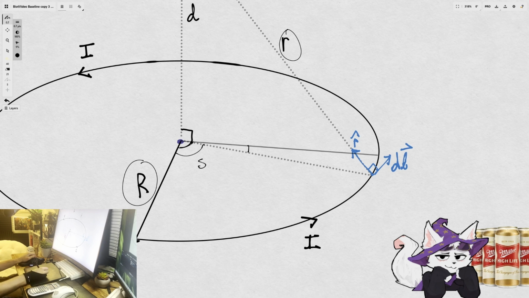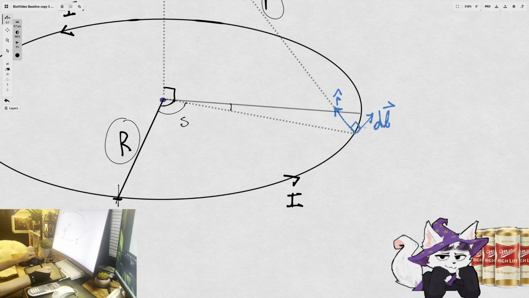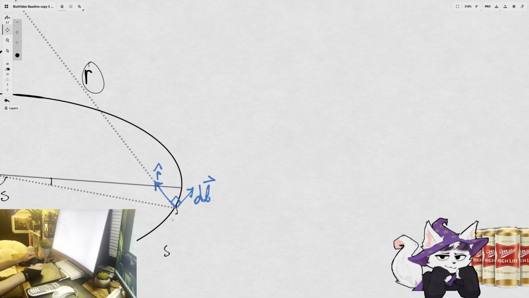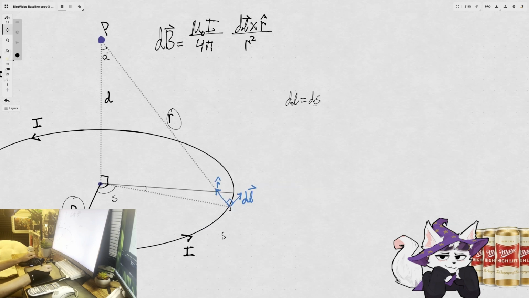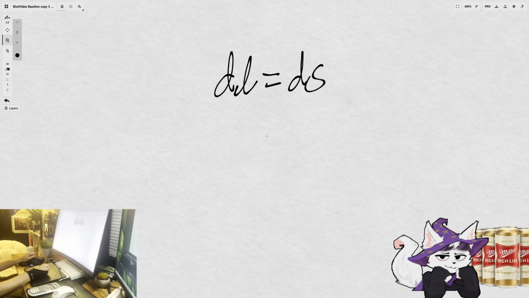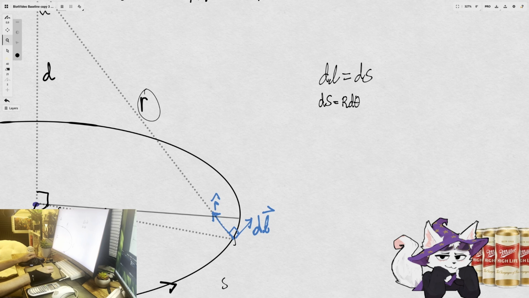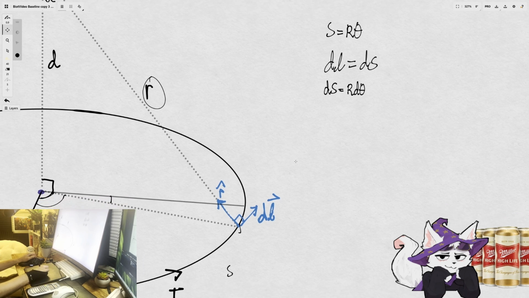So this will be s, or more specifically, this will be s right there. So we can rename our dl to be ds. And we can simplify this even further by calling ds equal to r d theta, since r is a constant, we can pull it out, and we know s is equal to r times theta of the circle.